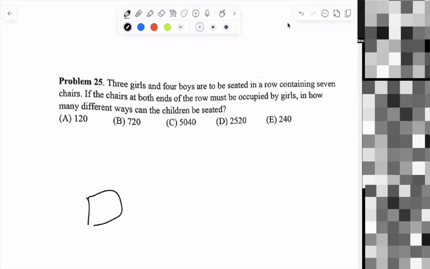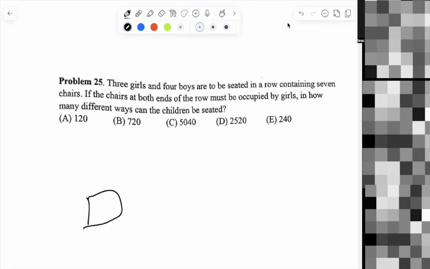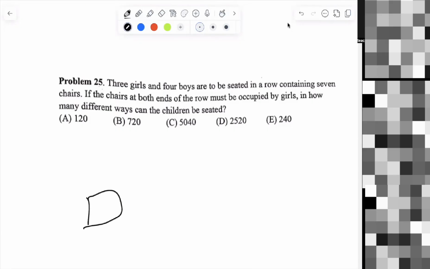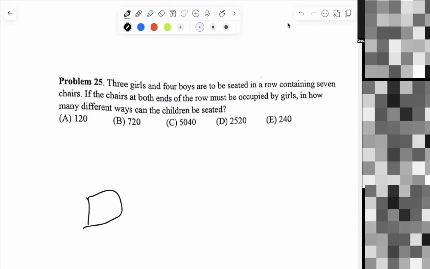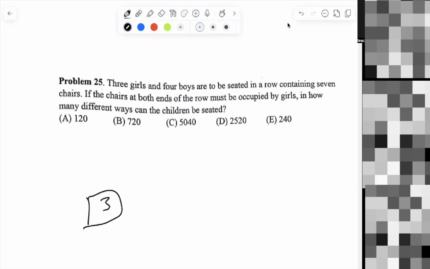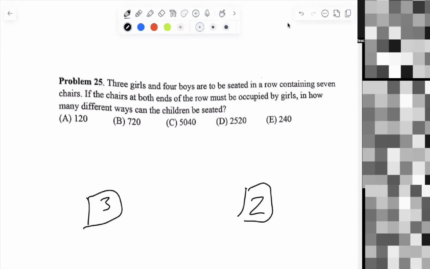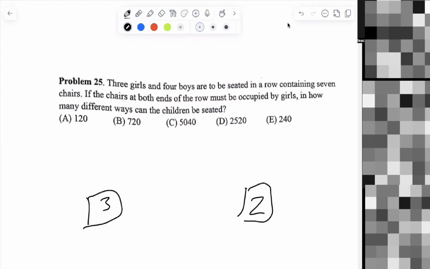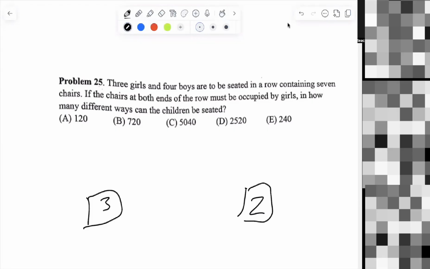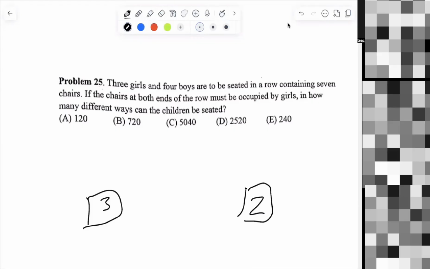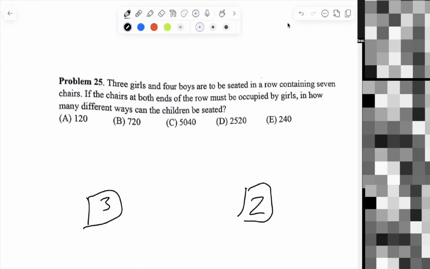Now at the ends, how many ways are there to put two girls in each spot? Well, this person has three choices, and the other end has two choices left, no matter what we do. So, for example, as we talked about, we have the girls Alexis, Brittany, and Charlie. We can put Charlie over here.